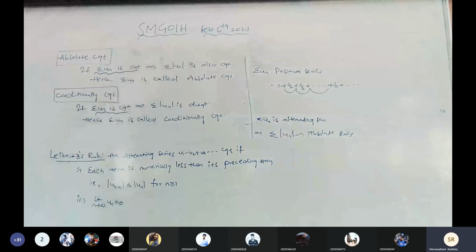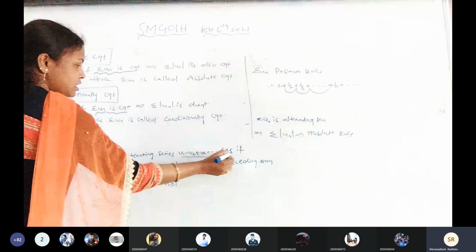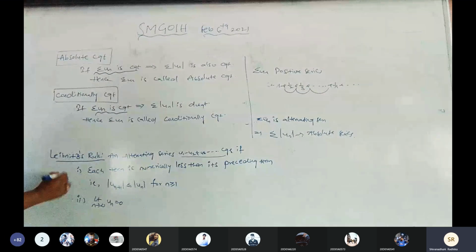What is the procedure? Only one method. The given alternating series is convergent or divergent, we find by using only one method. So what is that here? I'm going to write here. Write down. So this one is Leibniz rule. Leibniz rule: an alternating series converges if the first condition and second condition are satisfied, then the given alternating series is convergent.